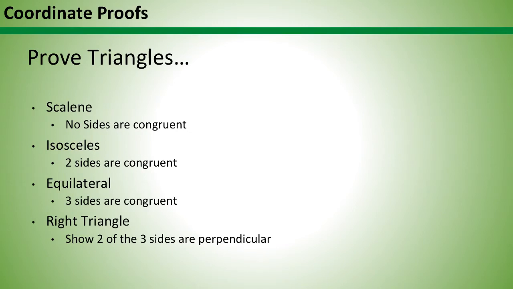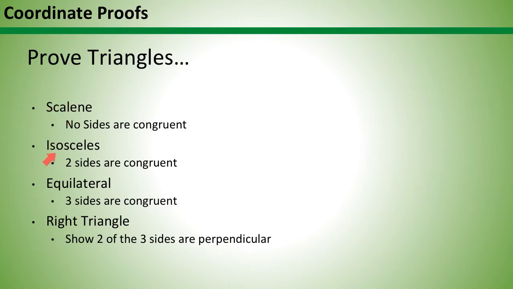And then we're also going to look at different types of triangles. So different types of triangles we'll see. We'll have scalene triangles. Scalene means that all three of my sides are different. So what I would do here is find the length of each side. If all of those lengths are different, then that triangle is scalene.